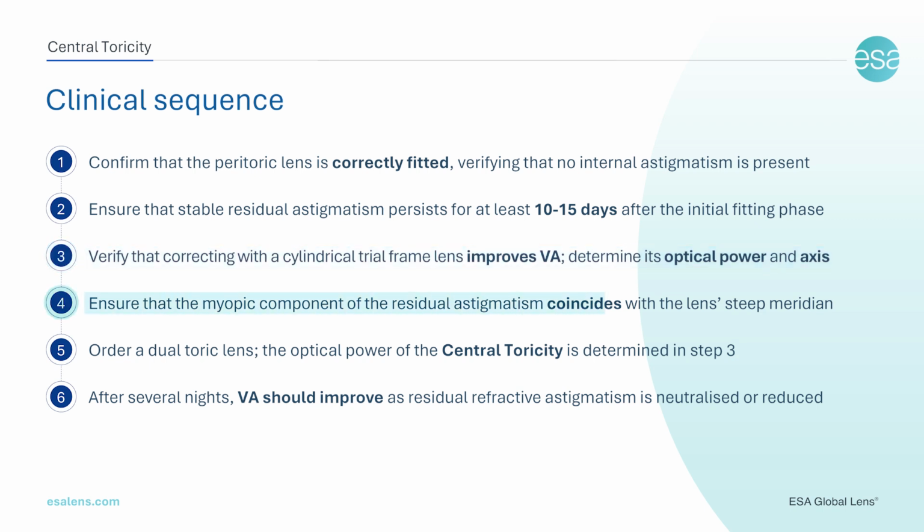4. Axis synchronization. Ensure that the myopic component of the residual astigmatism coincides with the steep meridian of the stabilized peritoric lens on the eye. 5. Ordering. Order a new lens incorporating central toricity. The magnitude of this central correction must match the exact optical power determined by your trial lens over-refraction in step 3. 6. Verifying clinical impact. After several nights of wear, visual acuity should improve as residual refractive astigmatism is neutralized or significantly reduced.